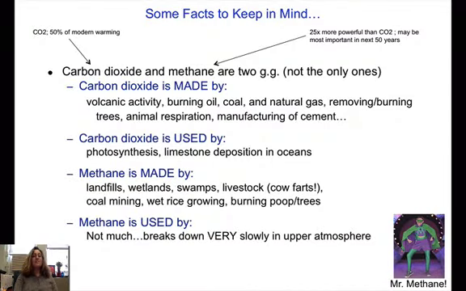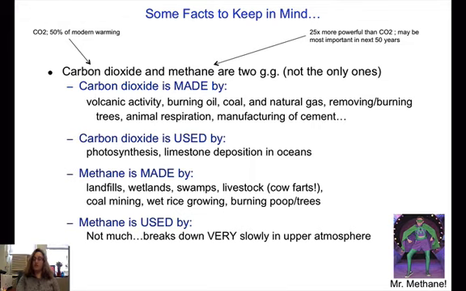A few facts that you should have in your mind, and I'm going to give you a few minutes to reflect on these. Carbon dioxide and methane are the two most important greenhouse gases, though of course they're not the only ones. Carbon dioxide is thought to be responsible for about half, or 50%, of the warming that we've seen in the last 150 years.